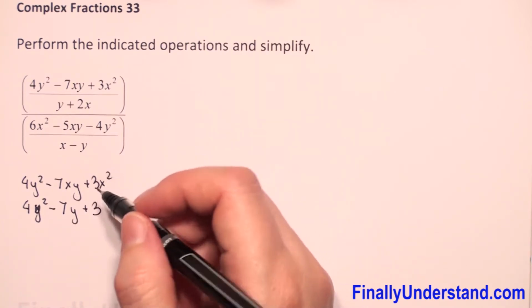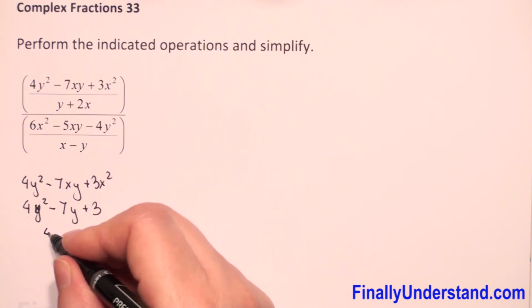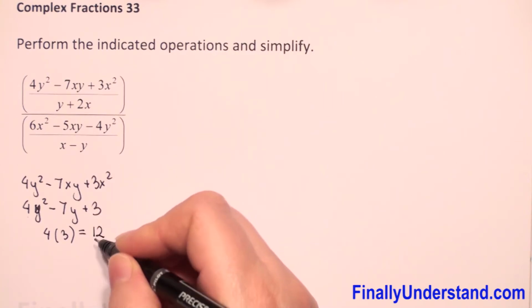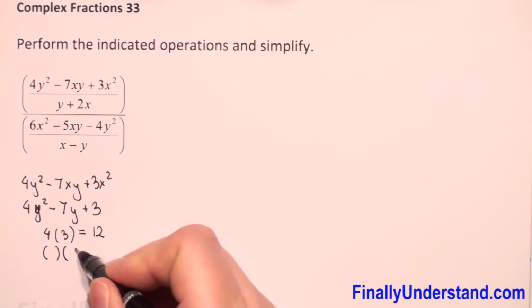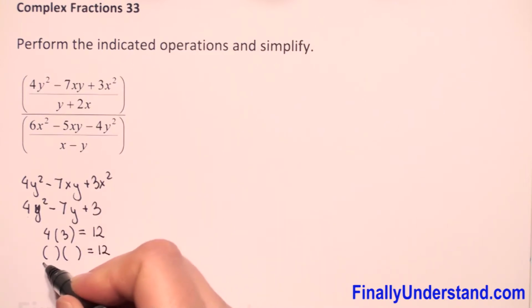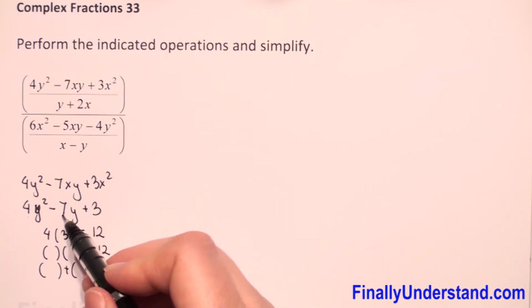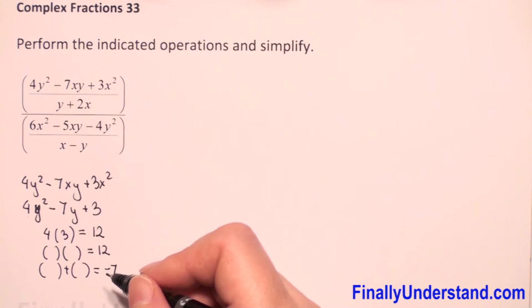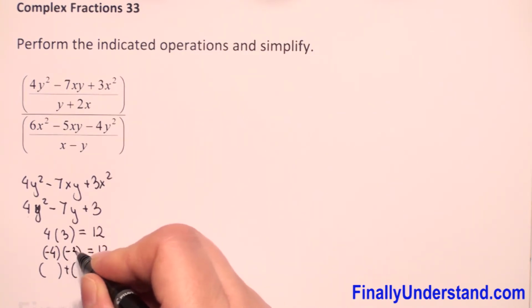And now let's multiply the coefficient before y squared, 4, times the constant 3. This is equal to 12. So now we have to find two numbers which I multiply, and I will have 12, and when I add these two numbers, I need to have the coefficient before y, negative 7. So it will be negative 4 and negative 3.